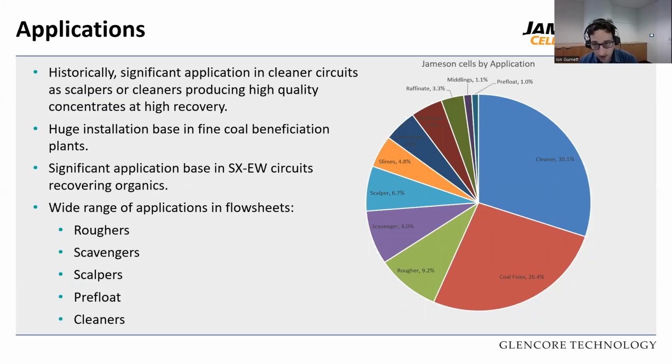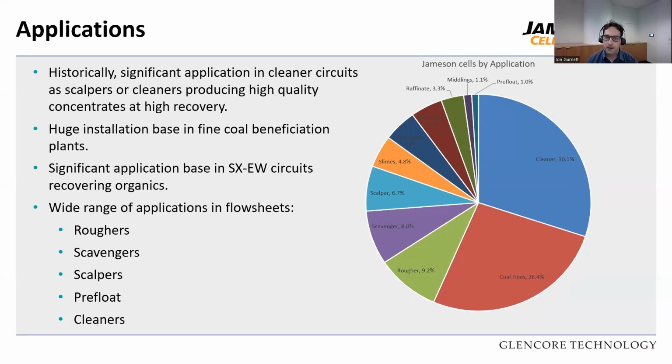The Jameson cells themselves are a very, very flexible cell design. They can be put in any application. Historically, we've been seeing a lot of success in cleaner circuits, particularly as scalpers, due to the ability to produce a high quality concentrate through the froth washing that you see with the wash water in the Jameson cell design. We have a large installation base in fine coal beneficiation plants. This has been done during that big uptick in the Australian coal markets, and we have a big base in solvent extraction electrowinning circuits, particularly in recovering organics.